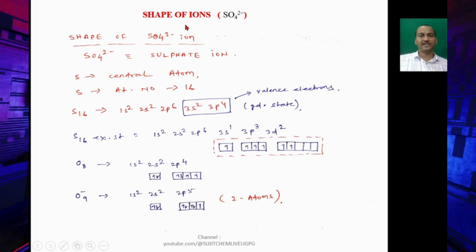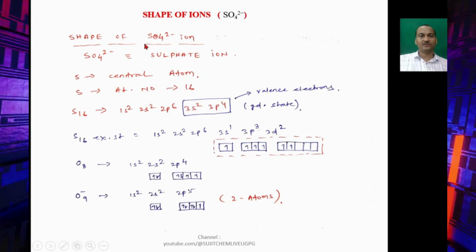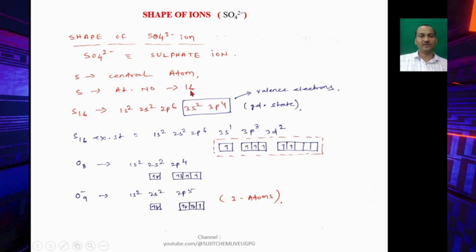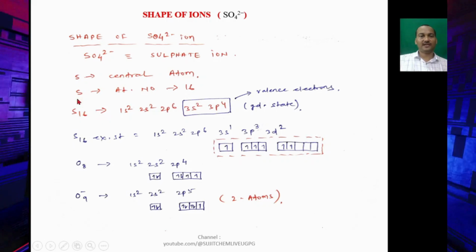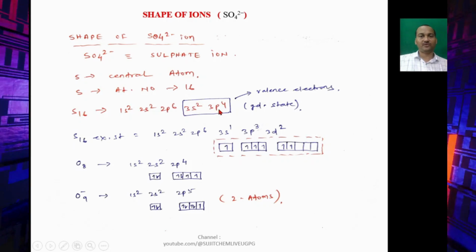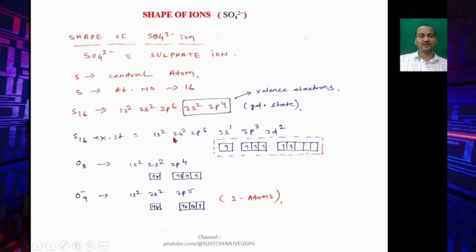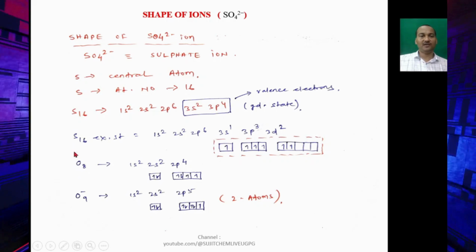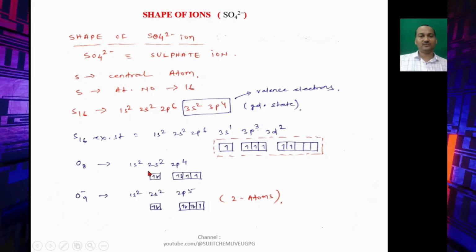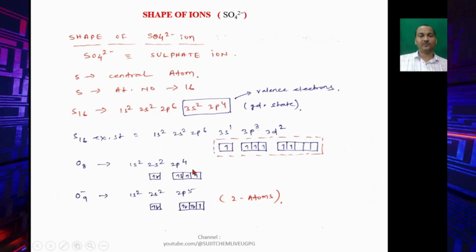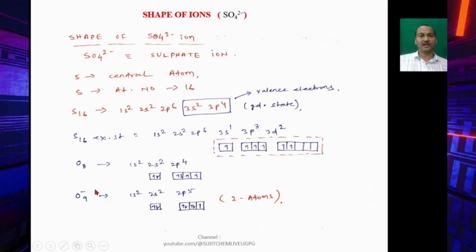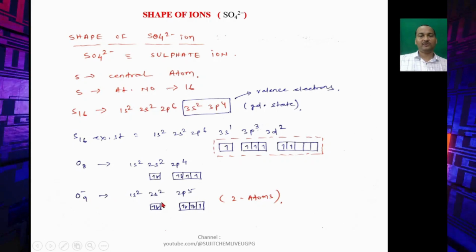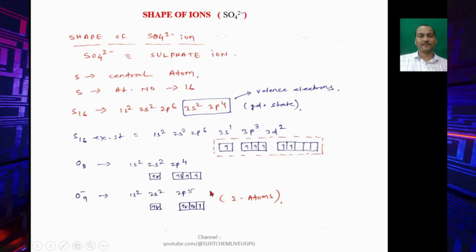So let's discuss the shape of SO4 2 minus, the sulfate ion. Here the central atom is sulfur, atomic number 16, and the valence shell configuration is 3s2 3p4. In the excited state the configuration will be 3s1 3p3 3d2. Similarly, oxygen has atomic number 8, so the valence shell configuration is 2s2 2p4, and the O minus ion will have 9 electrons, so the configuration is 2s2 2p5.